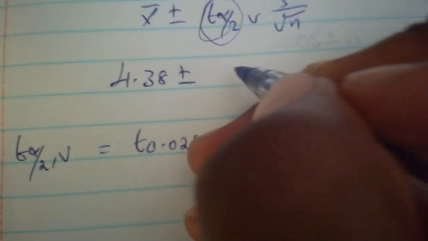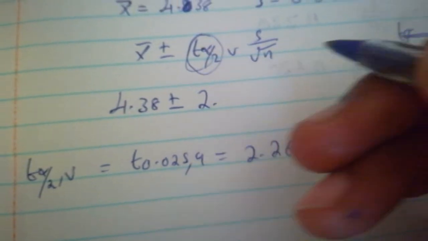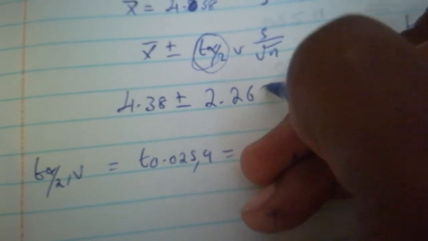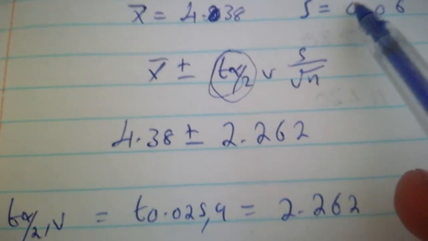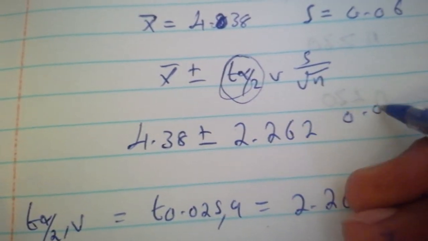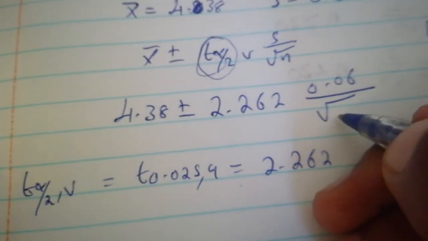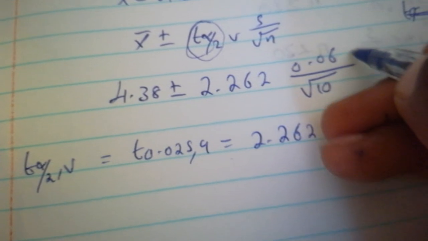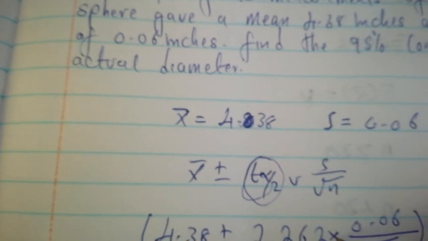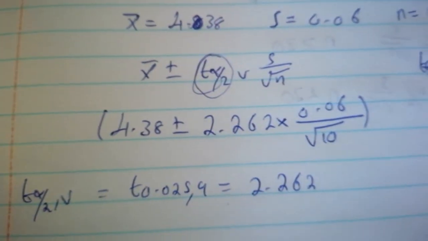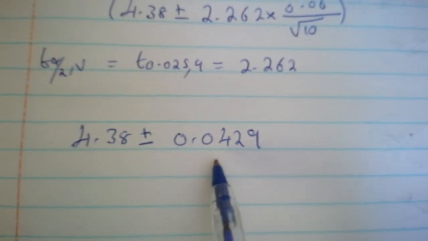So this 2.262, you write it here where there's the t alpha over 2 comma v. Then we multiply with the standard deviation of the sample, which has been given to be 0.06. Then we'll also divide by the square root of our n, which is 10, our sample size. So this is how we find our confidence interval. Then whatever is remaining is for us to simplify the given figures. Right, so when we simplify this, we're going to get what we call our marginal error, which is this one.